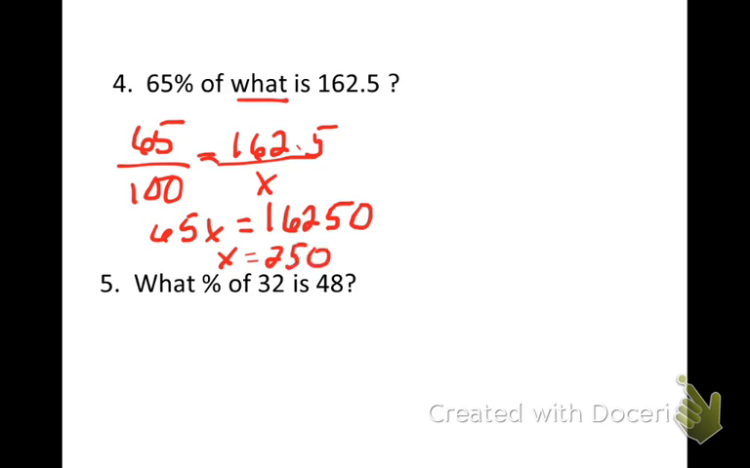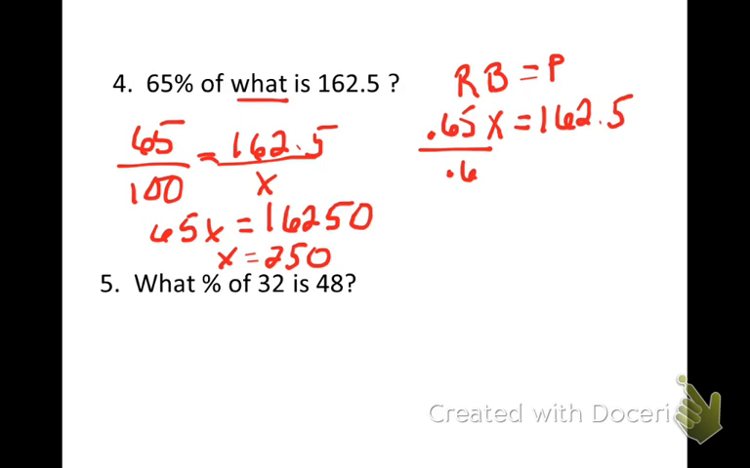Now, if we wanted to use the equation, rate times base equals part, your rate is 65%, so if you write that as a decimal, it's 0.65. Your base is, we don't know, x equals 162.5. So then here you're going to be dividing by 0.65, and you would end up getting the same answer.